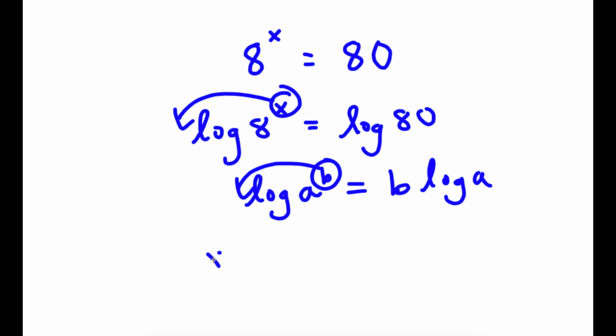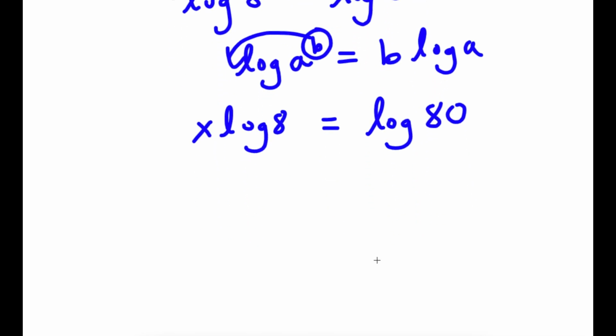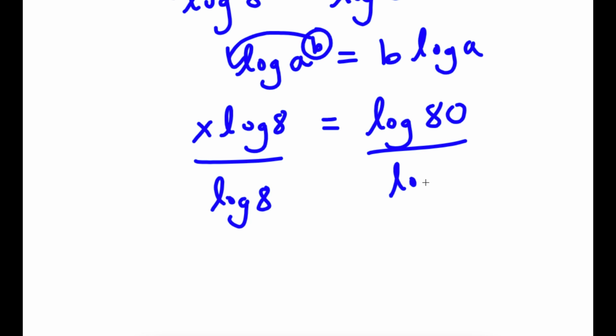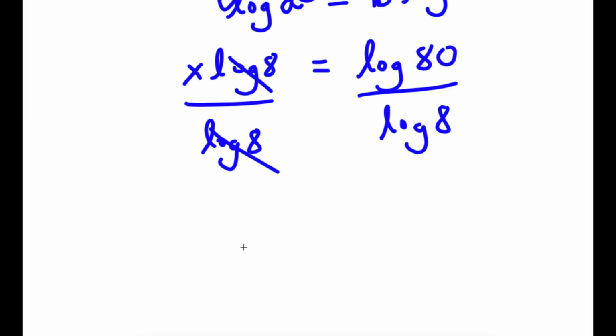So now I have x times log 8 is equal to log 80. So now we want to isolate x here. So I'm going to go ahead and divide both sides by log 8. So I can move log 8 to the right-hand side. So now on my left-hand side, these two are going to cancel out. And now I have x is equal to log 80 over log 8.